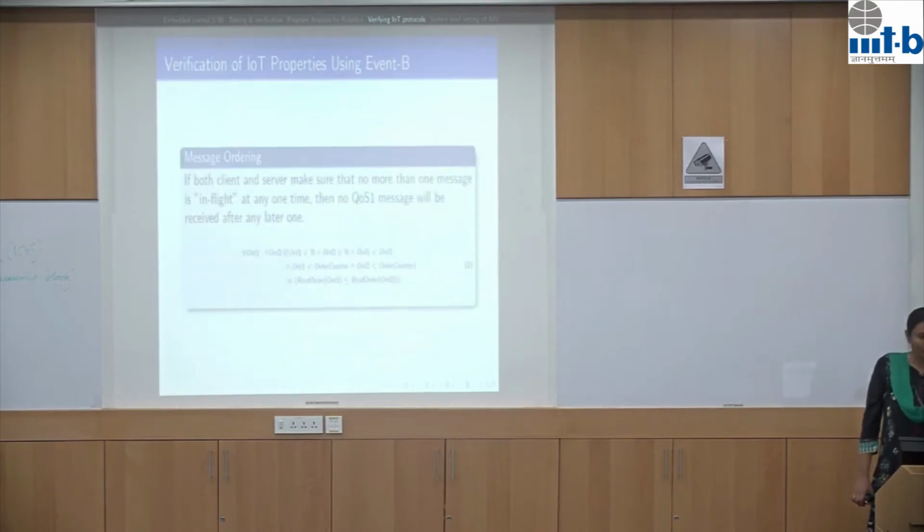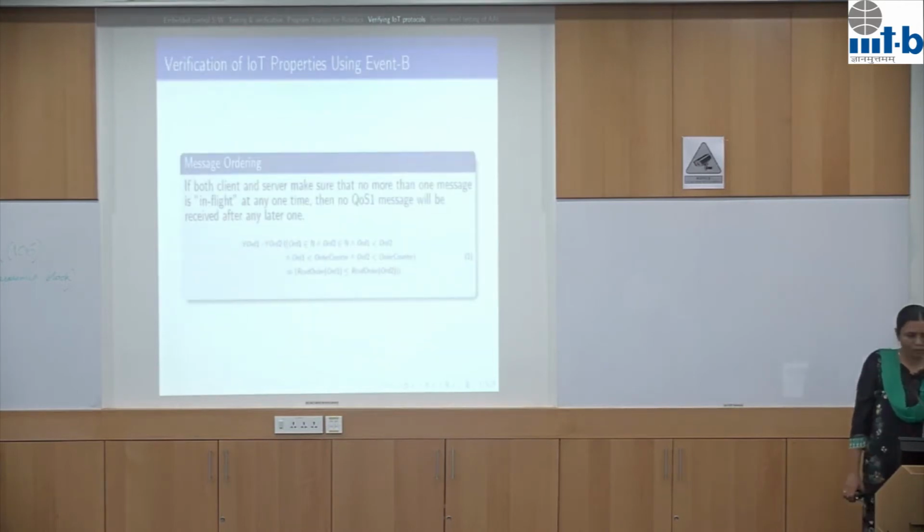I don't have QoS. Okay, so we'll just read this out. It says both client and server make sure that no more than one message is in flight. In flight means it's on the way from the server to the client at any one time. Then no QoS1 message will be received after any other later one. The ordering will be preserved.